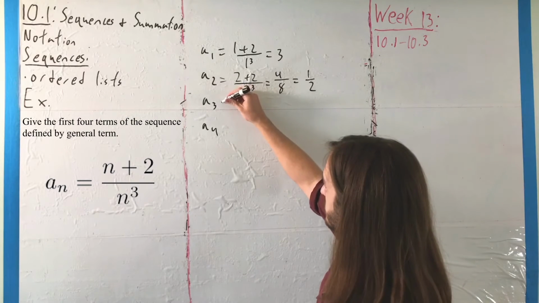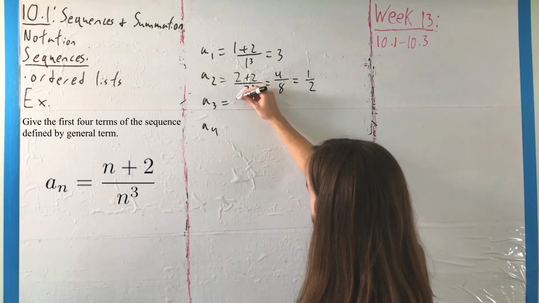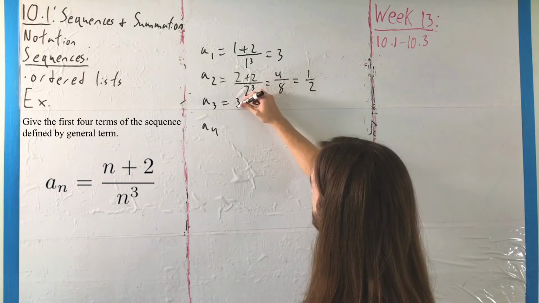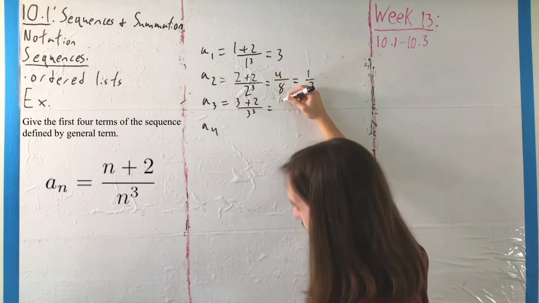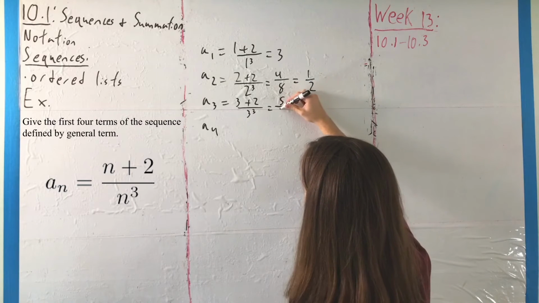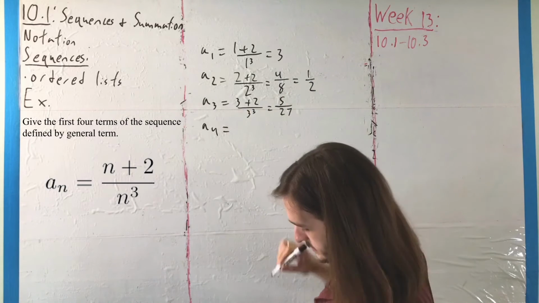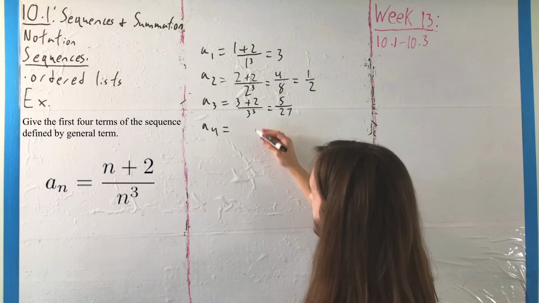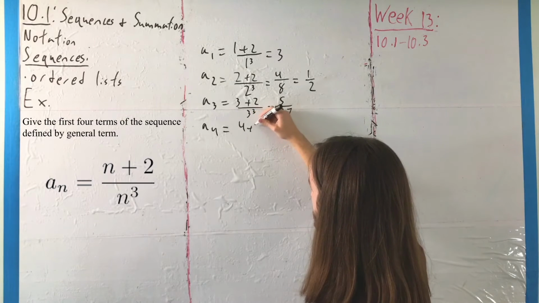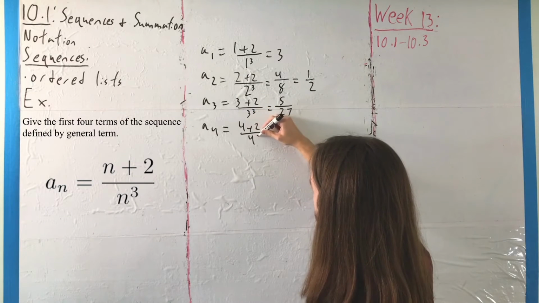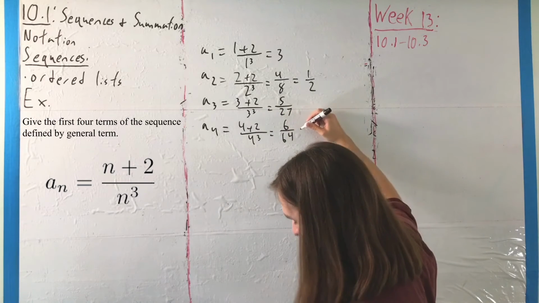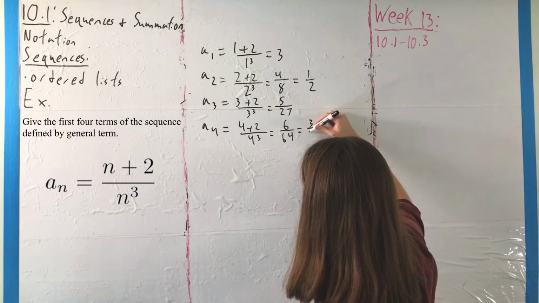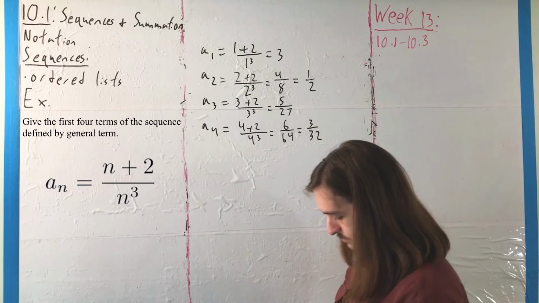Anyway, for a3, hopefully we're starting to get the sense of what happens here. We take 3 plus 2 over 3 cubed, which here, that one doesn't simplify. We just get 5 over 27. And then finally, for a4, we would get 4 plus 2 over 4 cubed, which in this case is 6 over 64, and that simplifies down to 3 over 32.